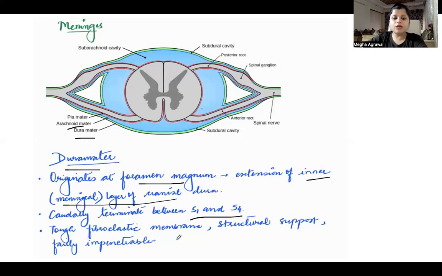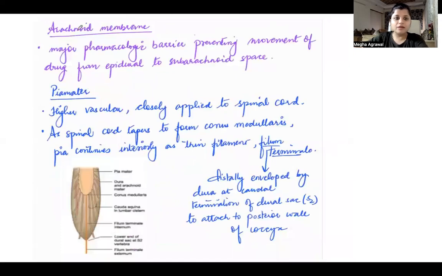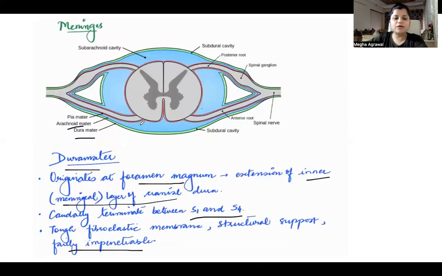It is a tough fibroelastic membrane, giving structural support, and is fairly impenetrable. The epidural space is outside this dura. It is impenetrable, so the epidural does not enter the subarachnoid space. It acts as a barrier. The arachnoid mater is the major pharmacologic barrier preventing movement of drug from the epidural to the subarachnoid space. So the arachnoid is a pharmacologic barrier. The drug does not enter from the epidural space to the CSF.